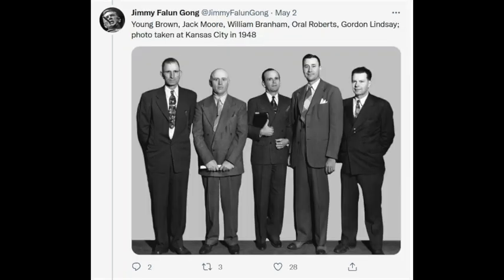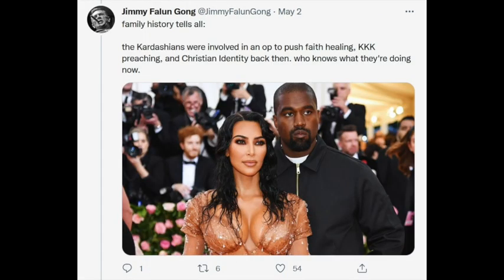Okay, now we've got some more here. We've got Young Brown, Jack Moore, William Branham, Oral Roberts. That's a one. Gordon Lindsay, taken in Kansas City in 1948. Family history tells all the Kardashians were involved in an op to push faith healing, KKK preaching, and Christian identity back then. Who knows what they're doing now? Well, some of us do, thank goodness.